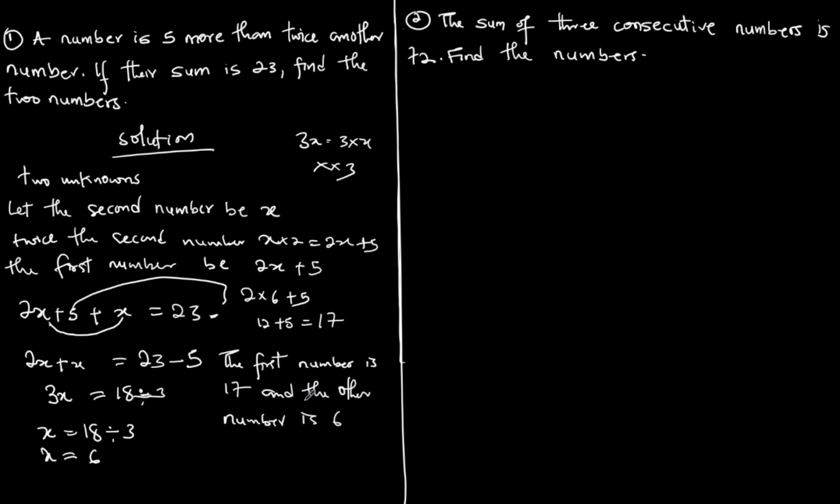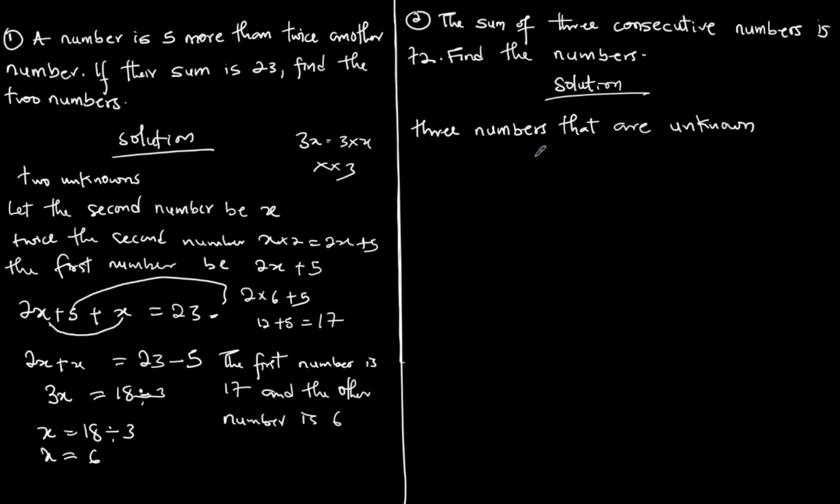Now question 2, it says the sum of 3 consecutive numbers is 72. Find the numbers. Now the first thing is to identify the unknowns. So we have sum of 3 consecutive numbers. So we have 3 numbers that are unknown. We don't know them. Right?